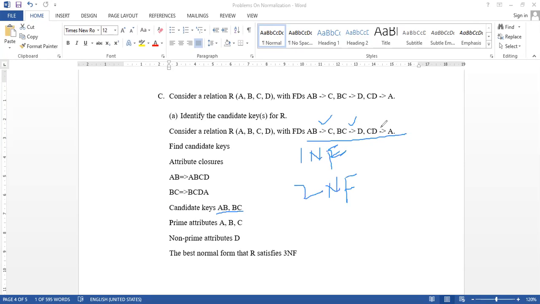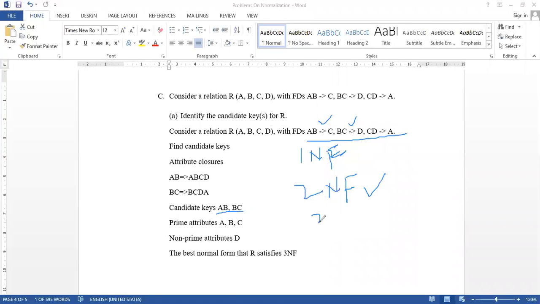Now check this FD. CD determines A. What are C and D? Is it part of the key? No. CD is not a part of the key. What is A again? Key field. What about partial dependency? Part of the key to non-key. Is there a part of the key to non-key? No. So it is in 2NF.